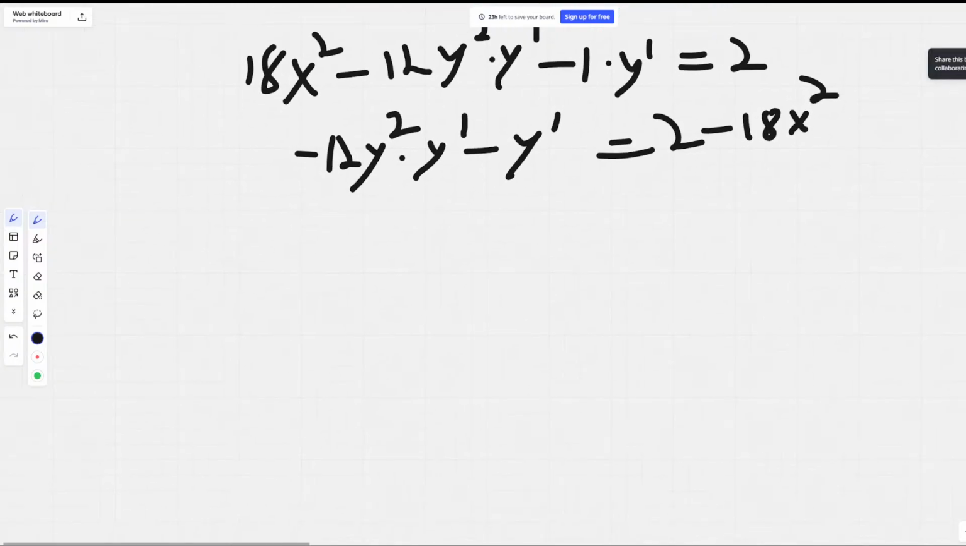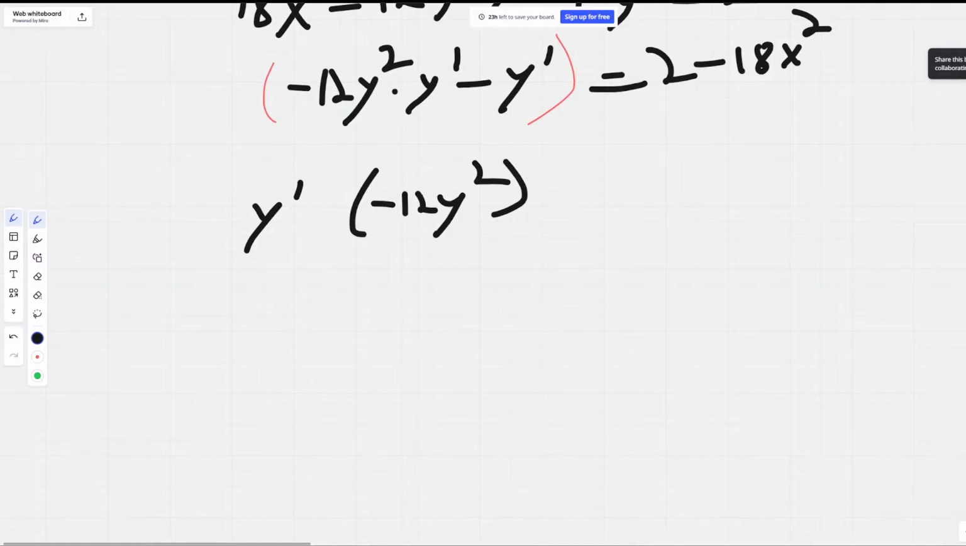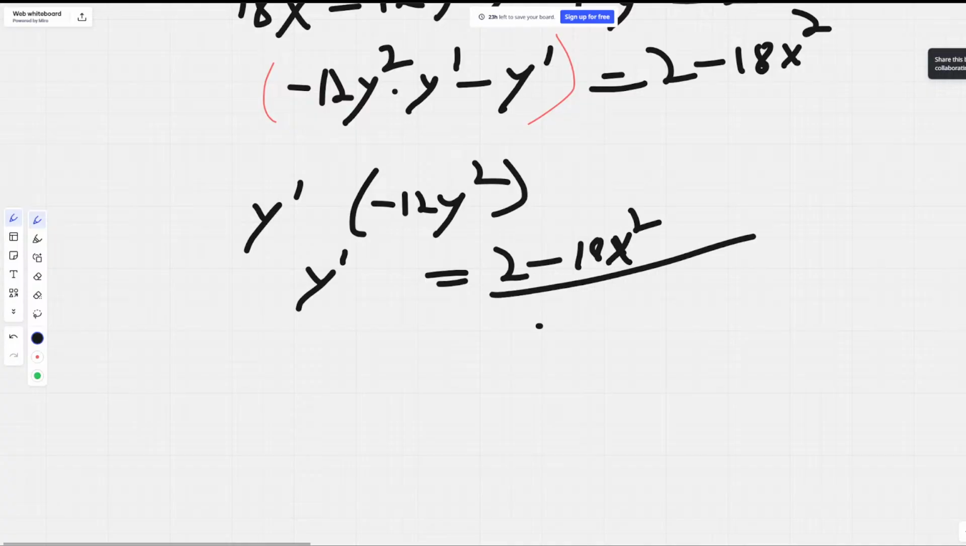Okay. Which here I can still do this. Now, which will be this. Y prime times negative 12y squared. Y prime equals 2 minus 18x squared all over negative 12y squared. Perfect. One wasn't too bad, I would say. Not too bad at all.